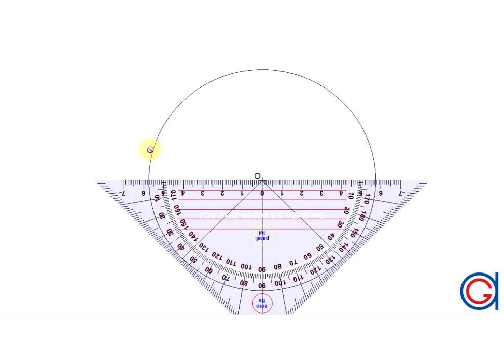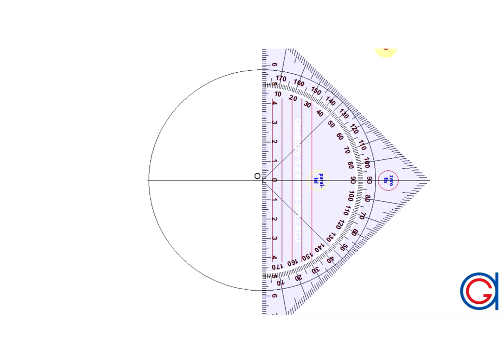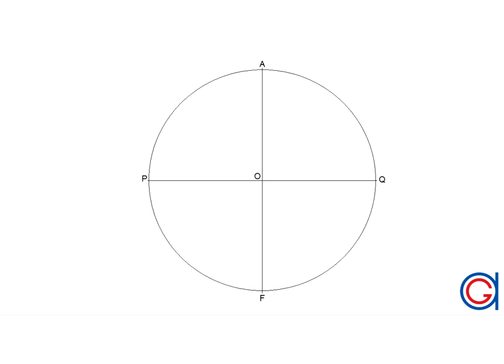The first thing we are going to do is to draw a horizontal diameter which cuts our circumference at points P and Q, as can be seen here in the video. The second step is to draw a vertical diameter perpendicular to our previous diameter. Our new vertical diameter will cut our circumference at 2 points which we will call A and F.